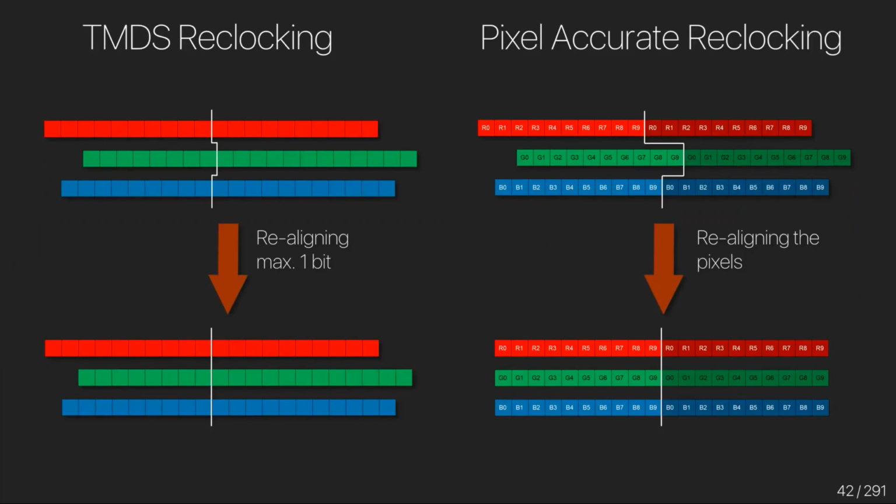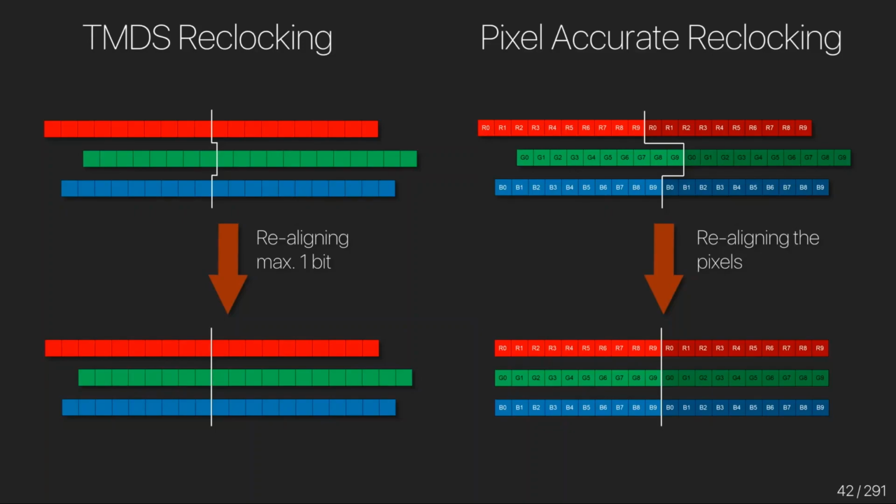The difference between the two reclocking technologies is the amount of skew that they can accommodate. TMDS reclocking only sees bits, it doesn't see the pixels, so it can only compensate for one bit of skew. So it's only recommended for relatively simple systems containing only a few hops. Pixel accurate reclocking can realign the pixels, so it's recommended for more complex installations. It's also worth mentioning TMDS reclocking is a more basic single chip solution, and pixel accurate reclocking is a slightly more expensive 2-chip solution.